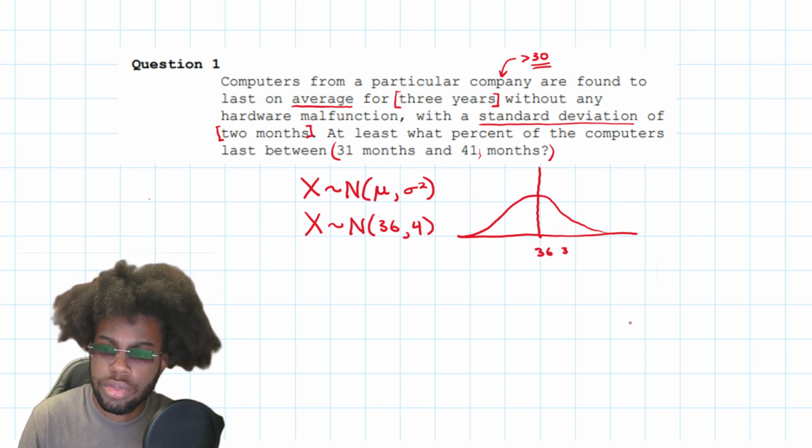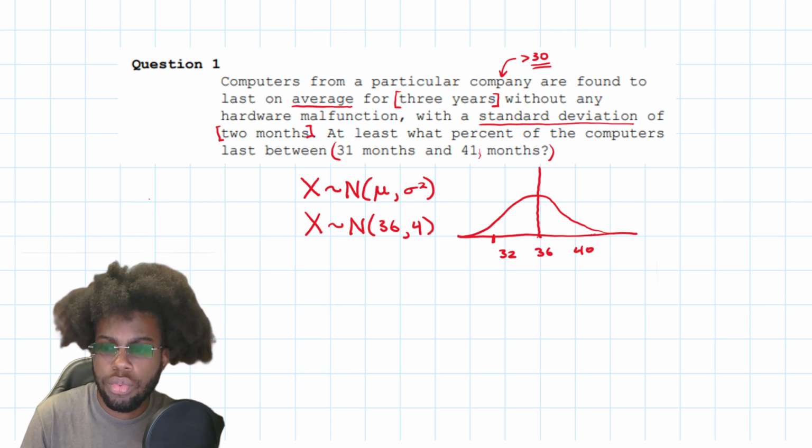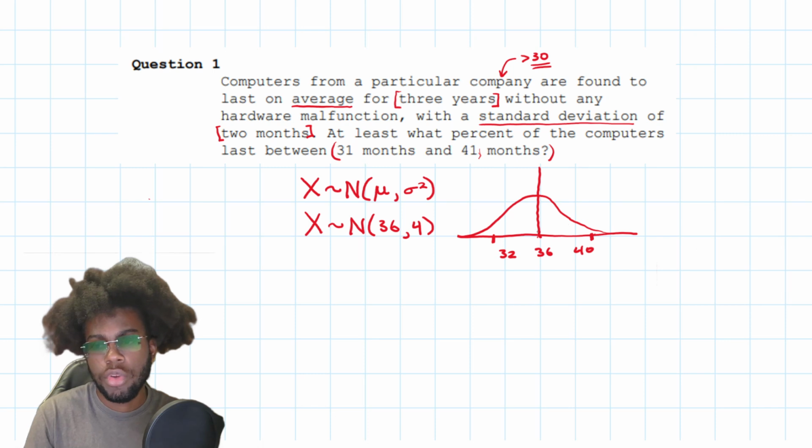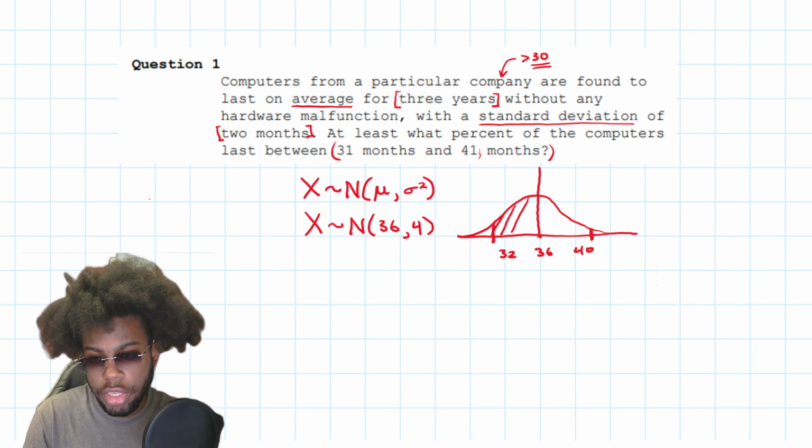This will go to 40 on this side, and let's say we're going to 32 on this side. So essentially, underneath the normal distribution, what we're seeing is the entire sum of probabilities, which of course is going to be equal to 1.